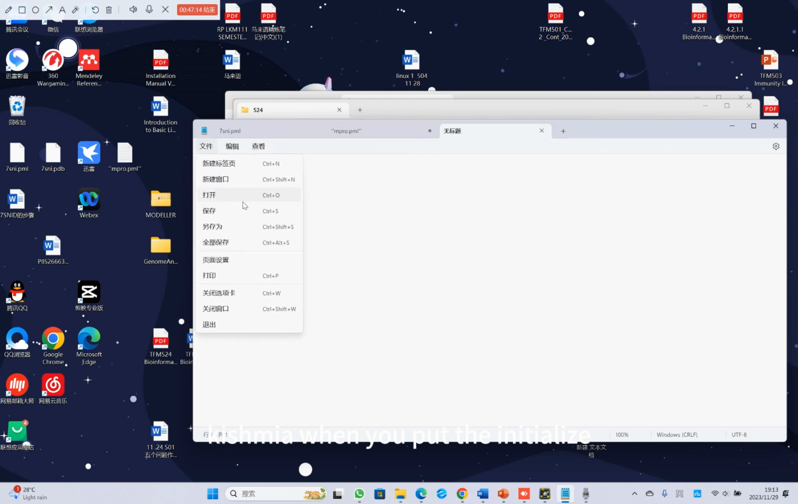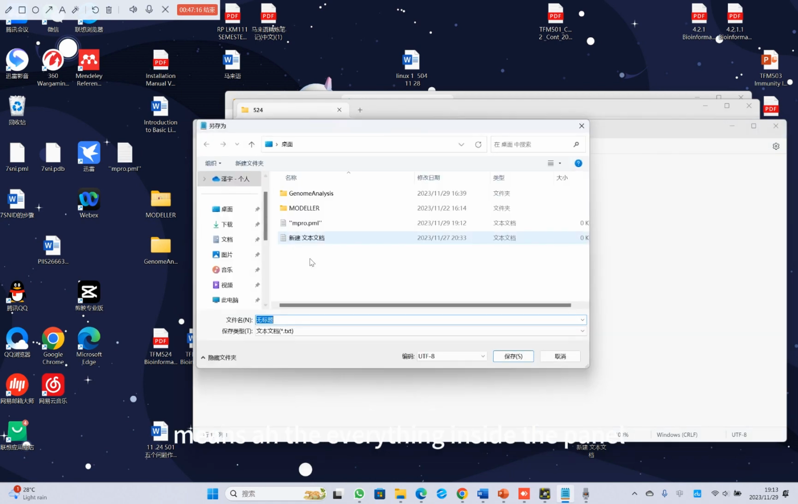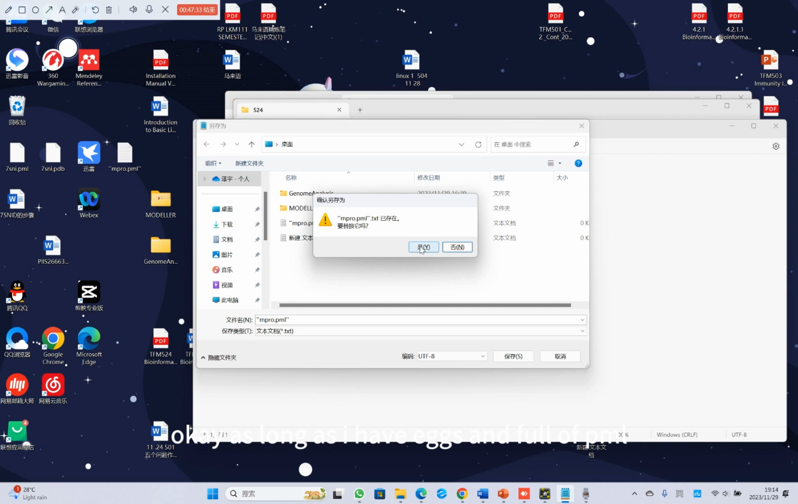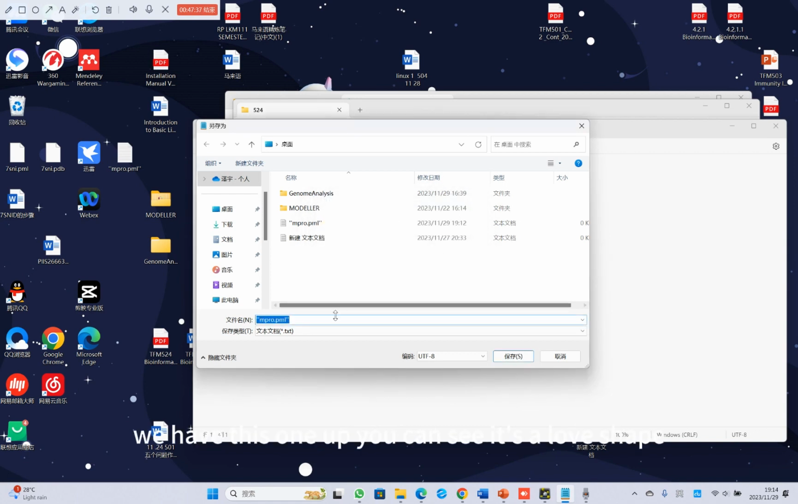Because you see, when you put reinitialize, it clears everything inside PyMOL and starts new. If you don't put the reinitialize, you will see all the structures together. Okay, now this time, X and pro.pml. Alright, we have this one. You can see it's a lobe shape.